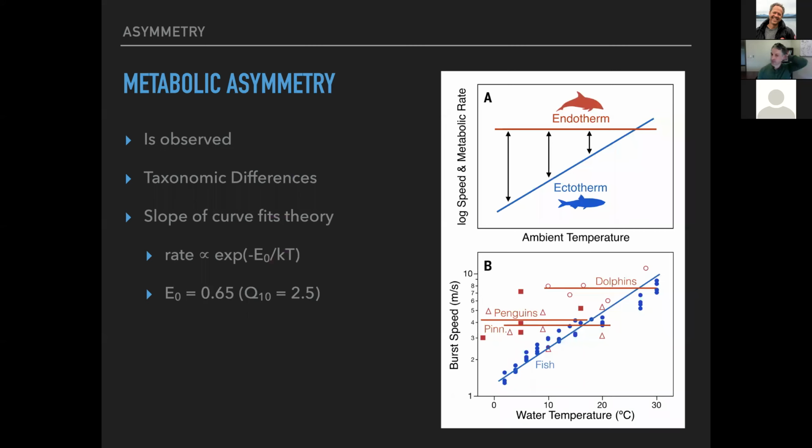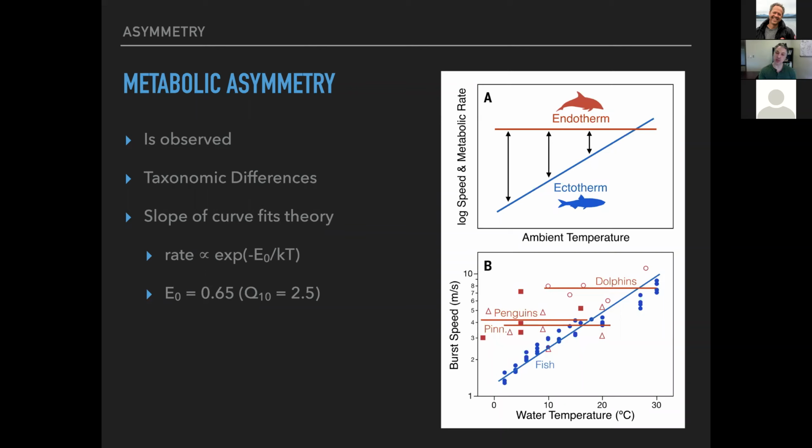And so we have this data there. I also collected a lot of data on the metabolic rates of these organisms. I had this idea of a basic asymmetry, and it wouldn't just be metabolic rate, it would be speed. I collected data on burst speed, your maximum speed, and indeed this asymmetry is observed. There's some interesting taxonomic variation. Dolphins are going 7 or 8 meters a second at their peak, and pinnipeds and penguins are closer to 4 meters a second. But there's a consistent asymmetry here.